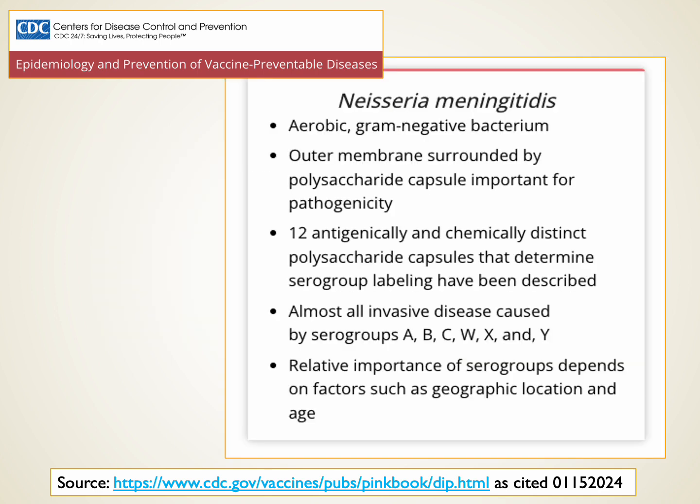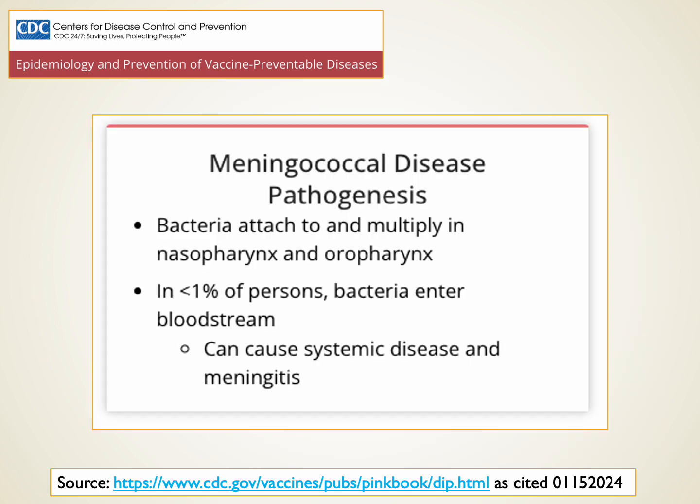Neisseria meningitidis is an aerobic gram-negative bacterium that has specific antigenic components to it, and the serogroups vary, and the vaccines then are specific for some of the different serogroups as well. Meningococcal disease pathogenesis: it attaches to and multiplies in the nasopharynx and the oropharynx, and it can become a bacteremia in a small subset of patients, but that can then lead to the risk for both systemic disease and meningitis.